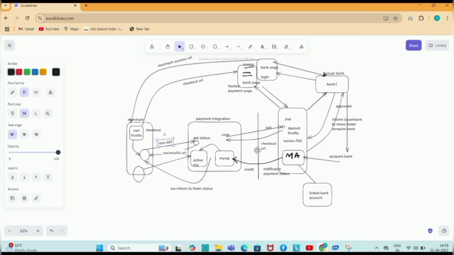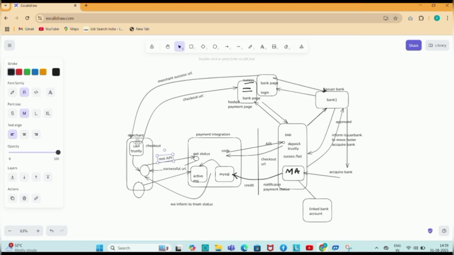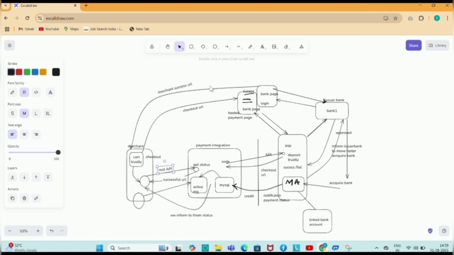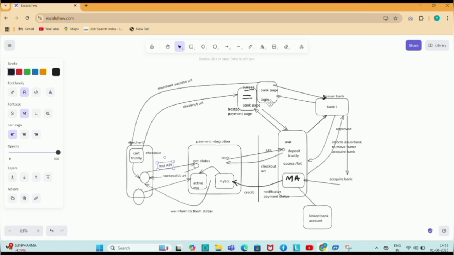So whenever the issuer bank sends a successful or failure notification to Trustly, Trustly also sends a notification to the payment integration system. So Trustly also sends a notification update to SQL. It also informs them about the status, like card verify. So using an asynchronous broker, that information we will put into ActiveMQ. So we will put it in ActiveMQ.